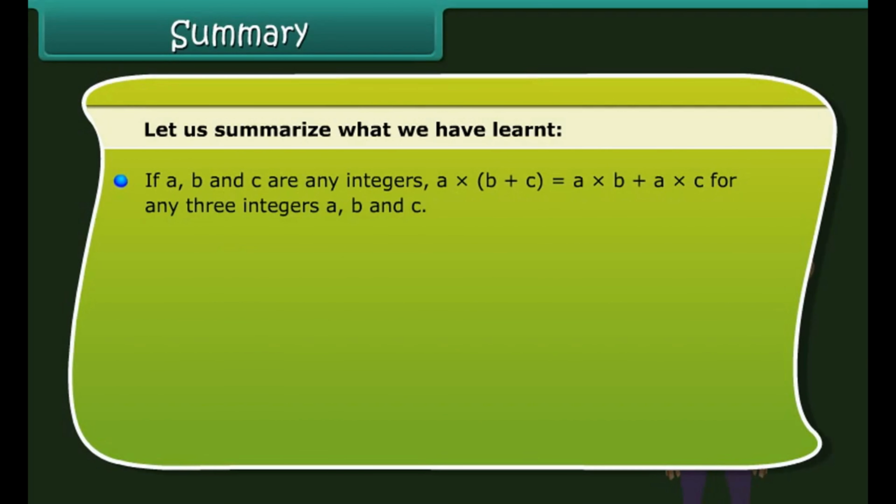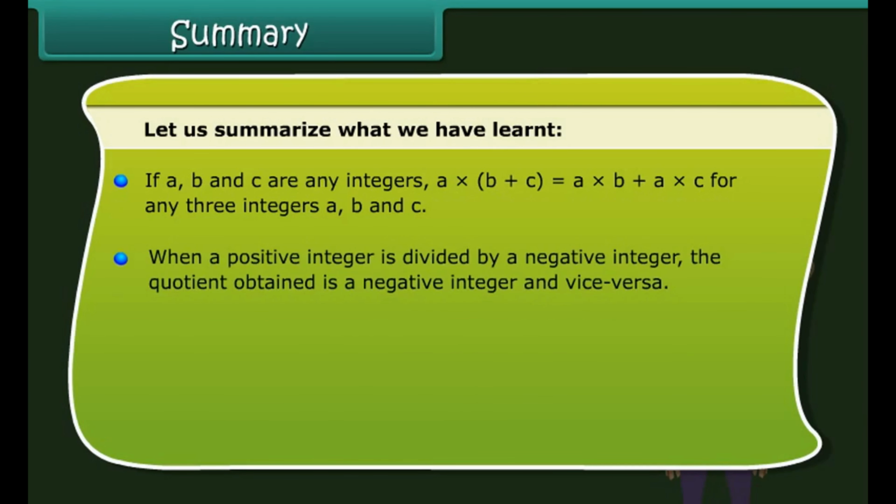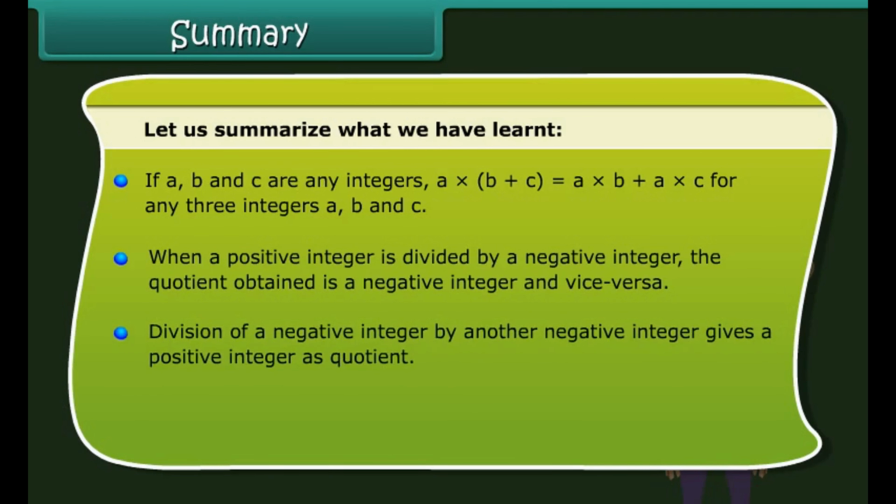If a, b and c are any integers, a × (b + c) is equal to a × b + a × c for any three integers a, b and c. When a positive integer is divided by a negative integer, the quotient obtained is a negative integer and vice versa. Division of a negative integer by another negative integer gives a positive integer as quotient.